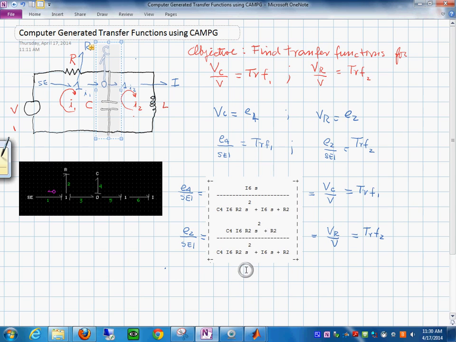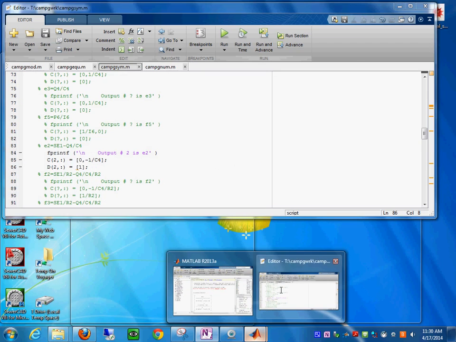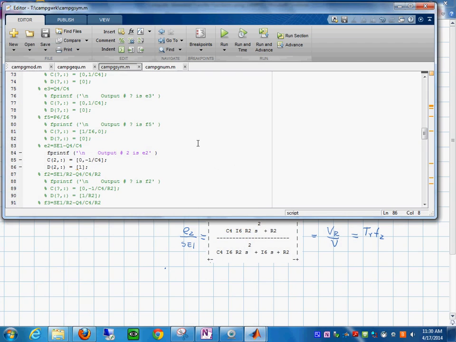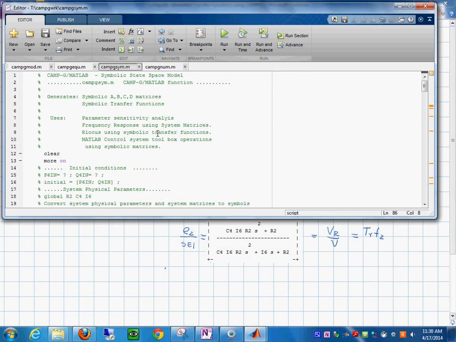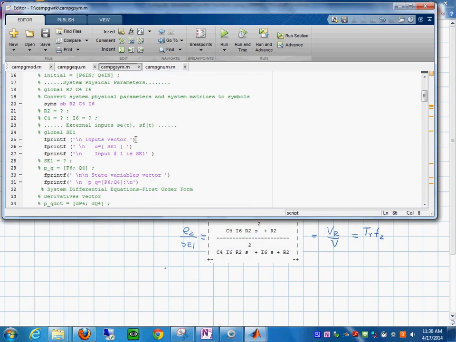Now, what I think would be really helpful is to understand in reality how this happened. And the way we do that is we go back to our file that generated this. And let me just go over with you for a little bit what you have in here. This CAMG-SYM file.